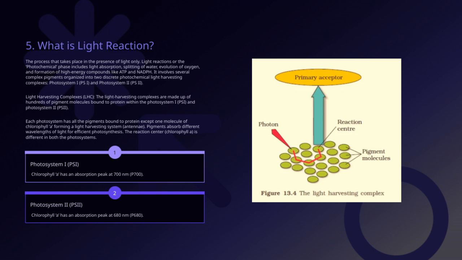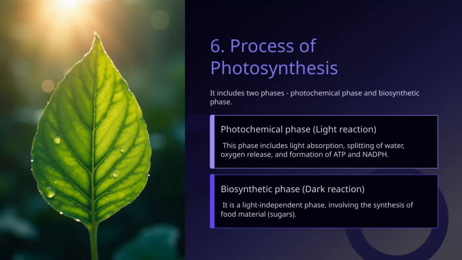Understanding this helps us appreciate how plants efficiently capture sunlight and turn it into the energy needed for growth and survival. Now let's talk about the light-independent phase, also known as the biosynthetic phase or the dark reaction. This part of photosynthesis is all about synthesizing food material, specifically sugars, without the direct need for light. It's like the plant's way of assembling its food after capturing sunlight.